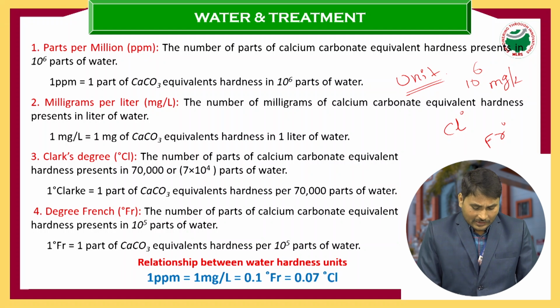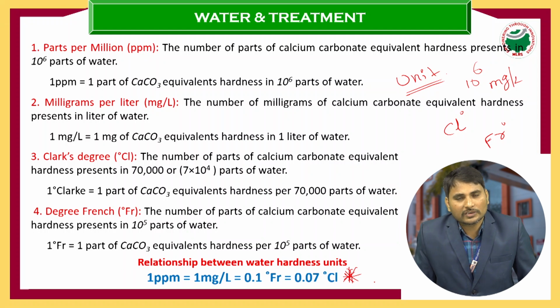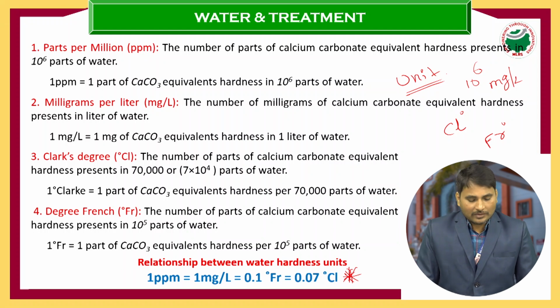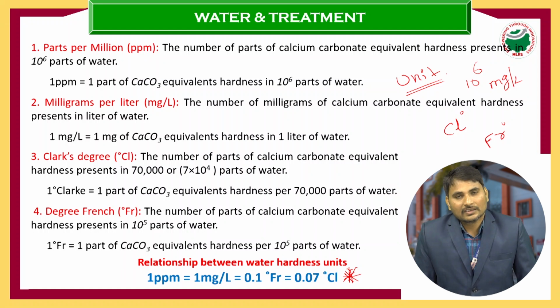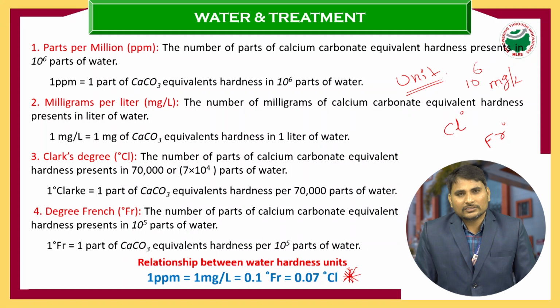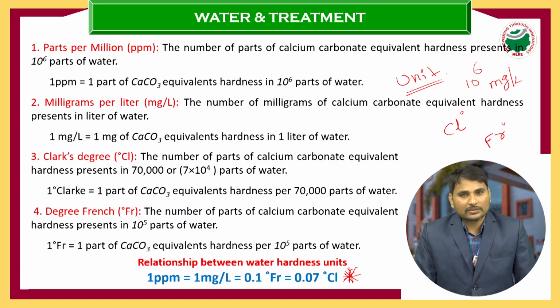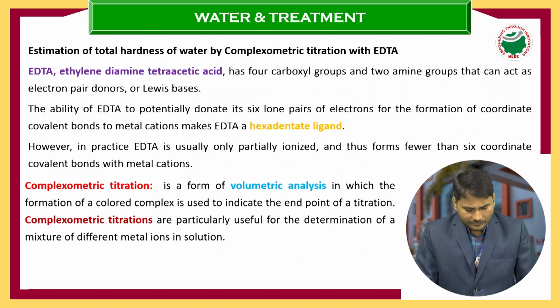And what is the relation between these four units? Simply, 1 ppm is equal to 1 mg per liter. That 1 mg per liter is equal to 0.1 degree French. That 0.1 degree French is equal to 0.07 degree Clark. This is the relation we have between the units.